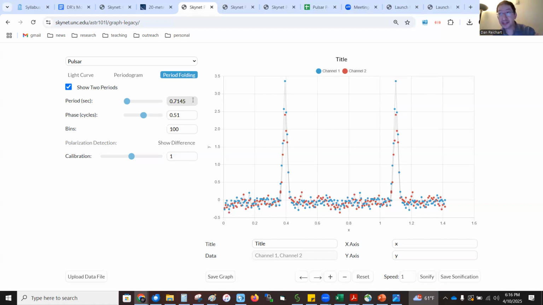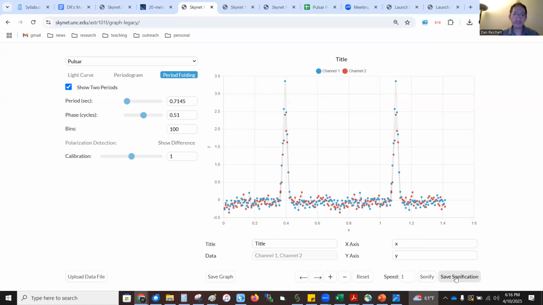Now, let's listen to this. You remember what it sounded like originally. Very hard to hear the periodicity. That's very clean because we chopped it up, we folded, we averaged, we beat down the noise. And so you can really hear that. Every pulse you hear, that's a rotation of the neutron star. And you can save that sonification by pressing this button.